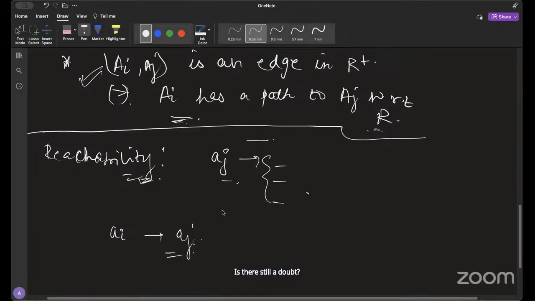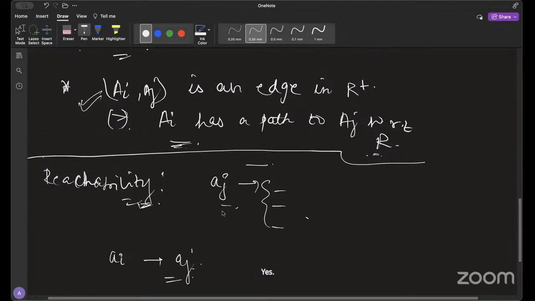Ma'am, yes, this transitive closure. If there is an edge from A to B and an edge from B to C, the transitive closure states that there has to be an edge from A to C, or there has to be a path from A to C. What's written here? It's written an edge, right? In R plus, you need an edge.